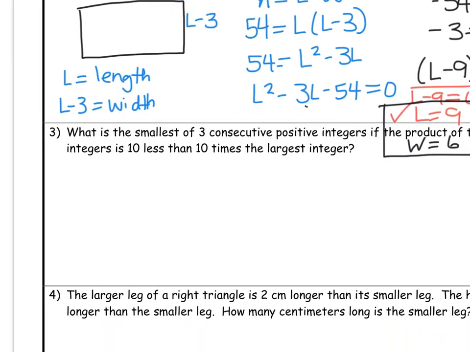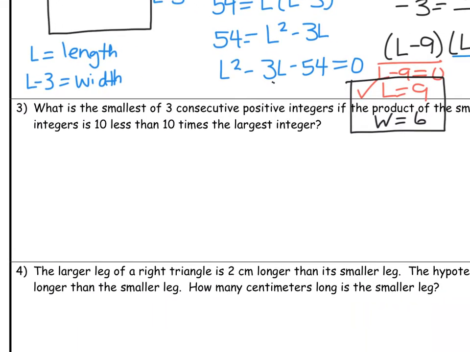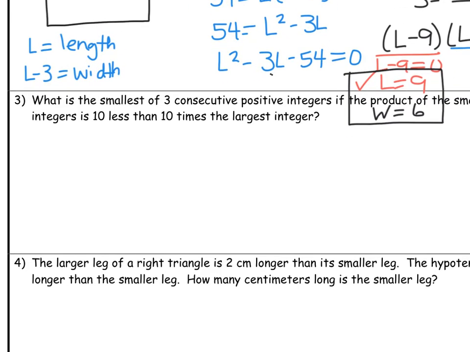So let's say welcome back to our consecutive integer problems. What is the smallest of 3 positive integers if the product of the smaller 2 integers is 10 less than the largest integer? So we have 3 integers. Our first integer is x, and this is consecutive, so it's x plus 1, and then our third integer is x plus 2. So we're looking for the smallest, so we're looking for x.